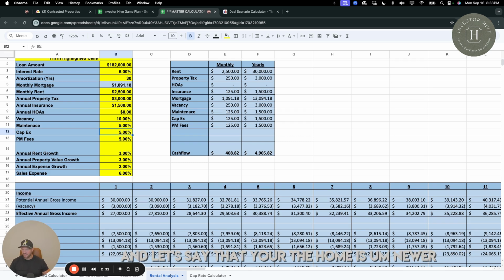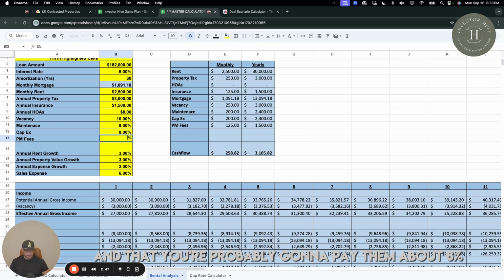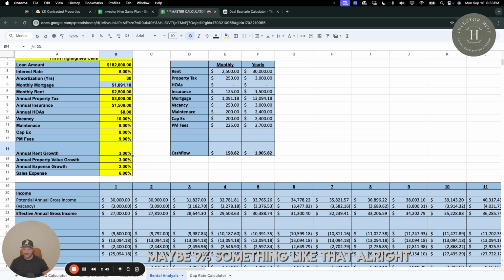And let's say that the home is newer. Let's say that you just pump each of these up to 8%. All right. And then your property management fees, let's say you actually use a property manager, and you're probably going to pay them about 8%, maybe 9%, something like that. All right. Annual rent growth, 3%. Annual property value growth, 3%. Very safe numbers to be at.